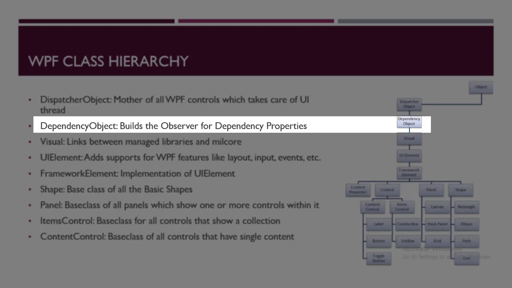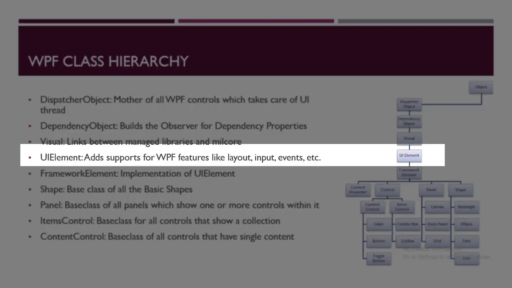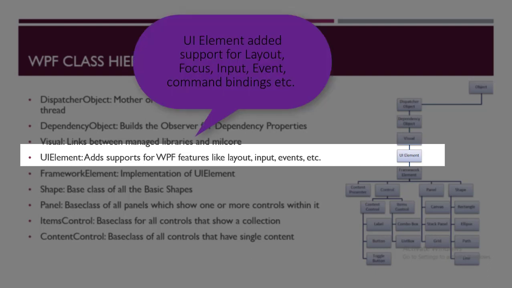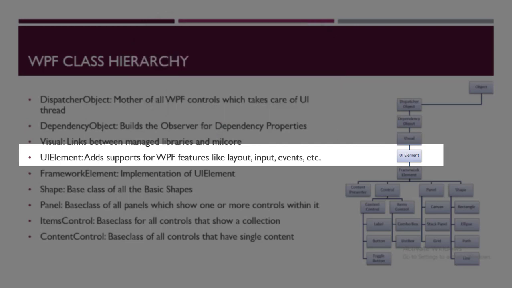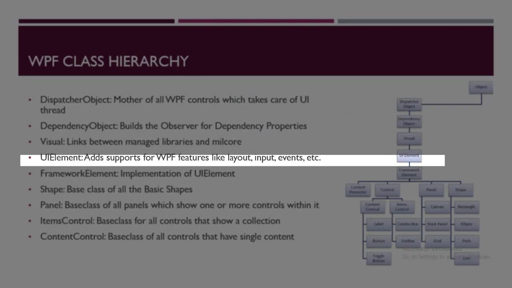The next one is Visual, which is the linker between the managed library and milcore. All the UI or displayable objects inherit from the Visual class. The next one is UIElement, which adds WPF features like layout, input, events, command binding, etc. UIElement internally uses two concepts, measure and arrange. Measure is used to check the final size of the element, and arrange is used to check the final size of the parent and how all the child elements will look. Internally they arrange all the children in a parent.